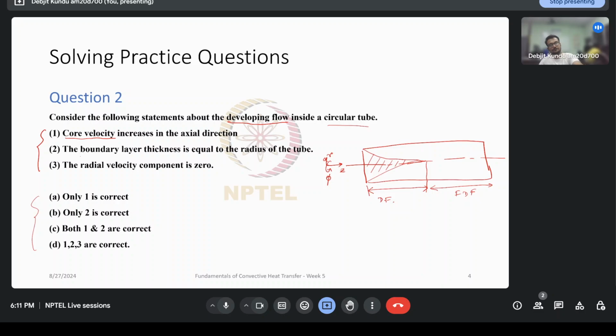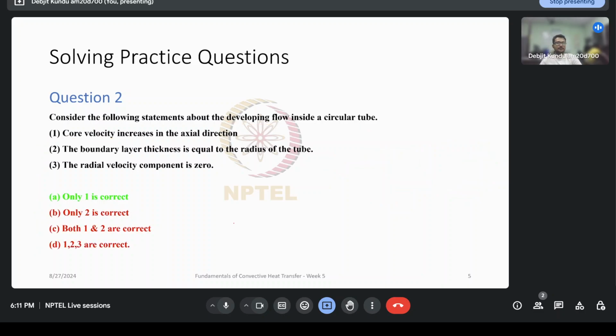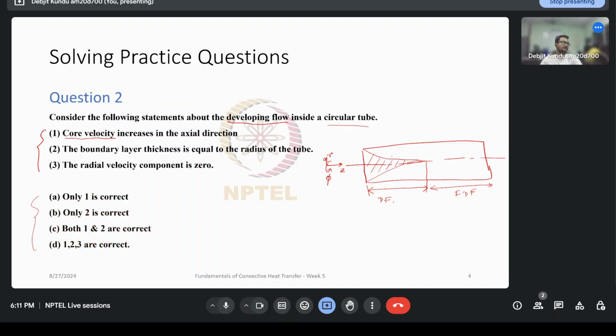Let's take a look at the solution. It is actually option A, that is only one is correct. So the core velocity increases in the axial direction. So let's go back to the previous slide. So yeah, here this shaded region which I've marked, that is the core region. And as it turns out that, in the entrance there is a plug flow velocity profile that we have the same velocity throughout, right?